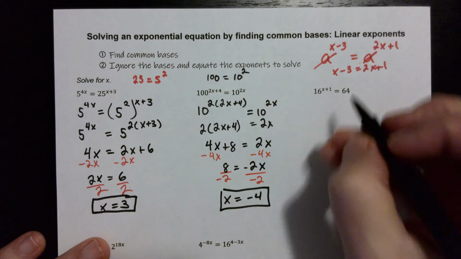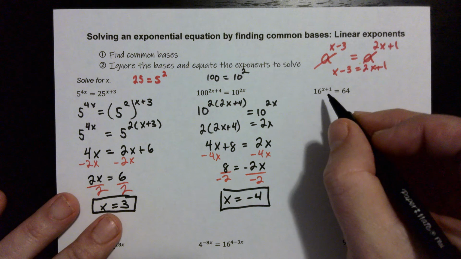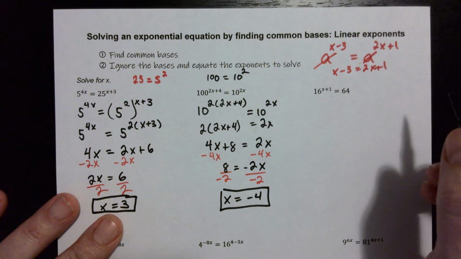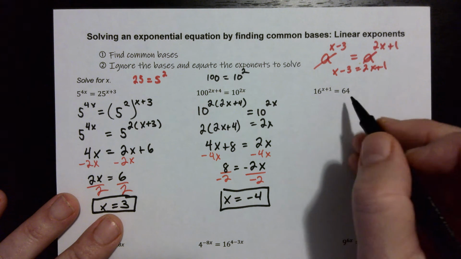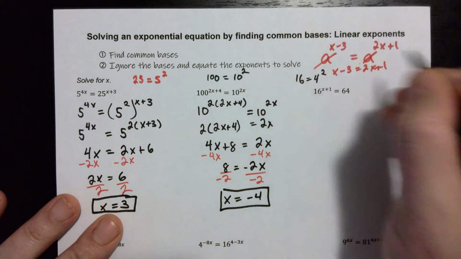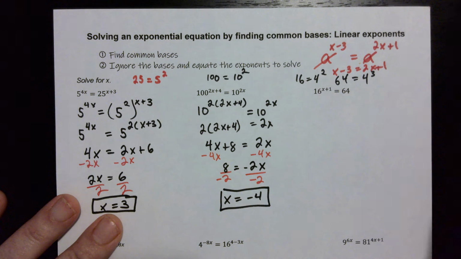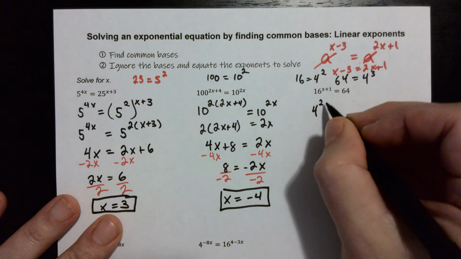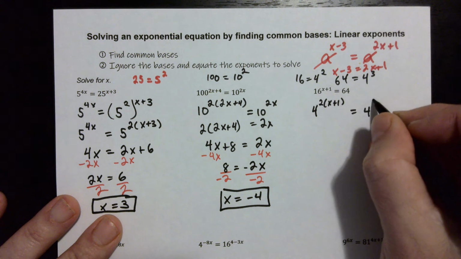Okay, let's look at the next one. This one has a base of 16, and this one has a base of 64. 16 to the 2 power is 256, so it's way too big. So we can't use 16 as the base, so we've got to change both of these bases. I do know that 16 is equal to 4 squared, and I do know that 64 is equal to 4 cubed. So I can use 4 as a base on both of these. This one over here would be 4 squared to the x plus 1, and this one over here would just be 4 to the 3.